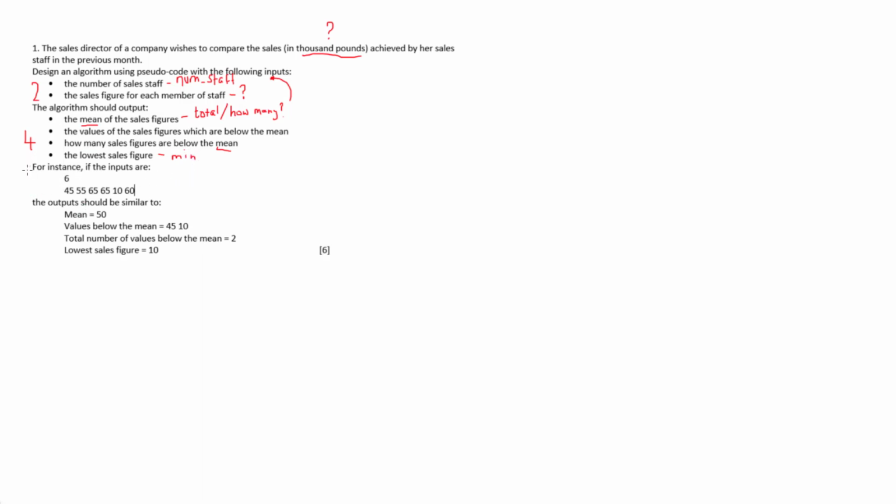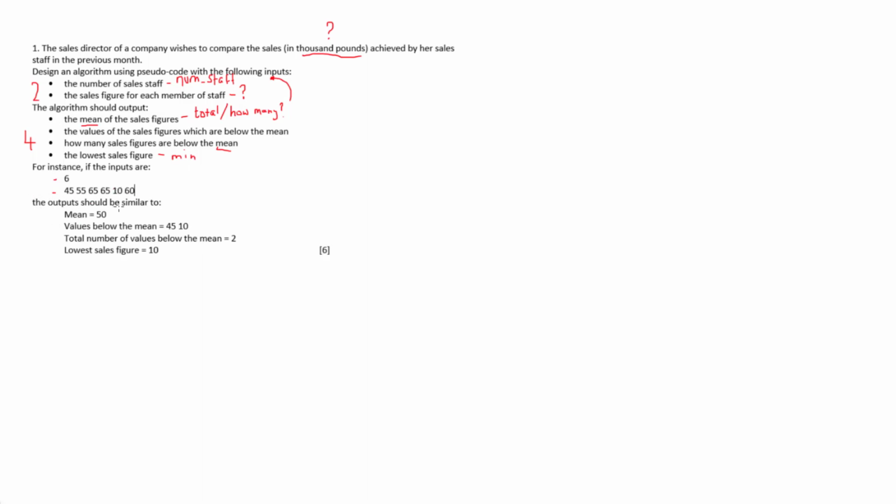And we've been given some test data here just to show an example of what kind of data could be entered. So for example, the user might enter 6, and that is the number of staff. And then we've got 6 entries from those staff, such as 45, 55, 65, 65, 10 and 60. So that's staff member 1, staff member 2, staff member 3, 4, 5 and 6.